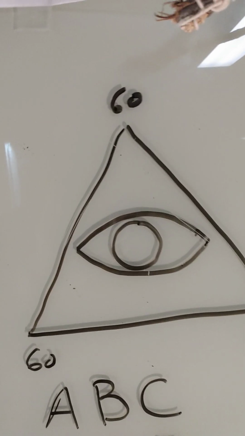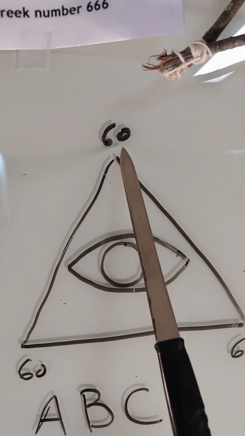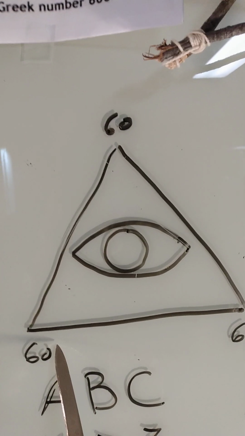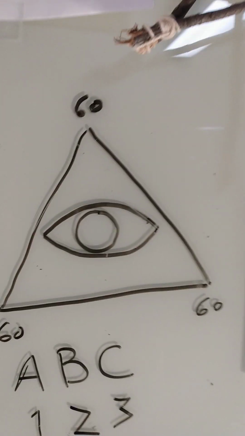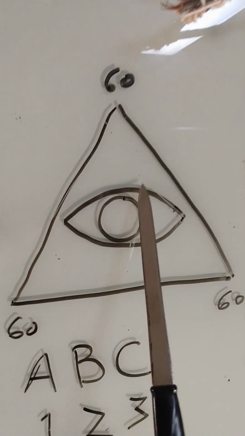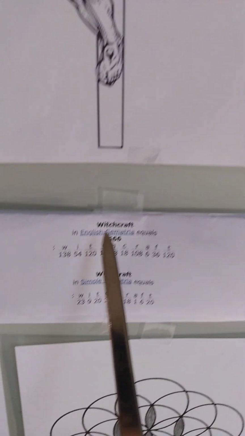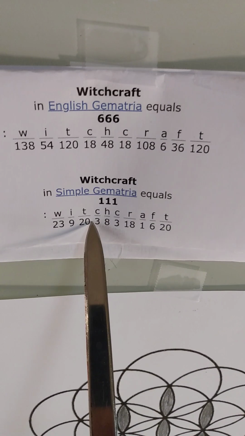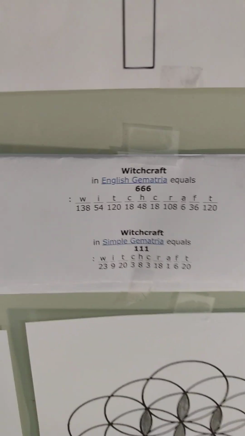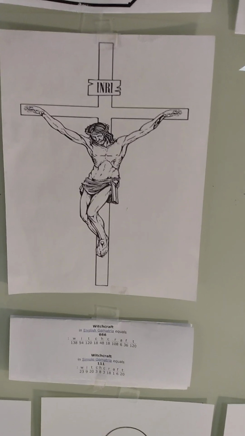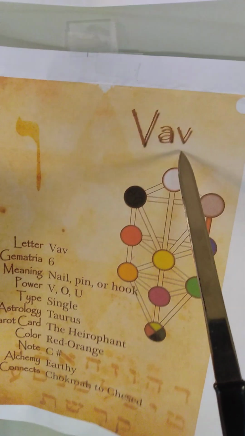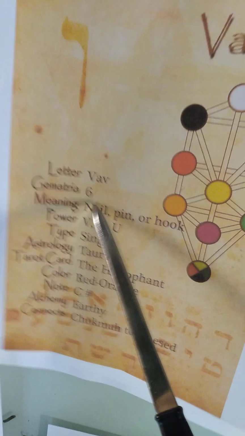And hidden in a perfect triangle would be the 60, 60, 60 angles, which gives you 180 for a triangle. So the 666 brings us back to witchcraft. And your ABC and 1, 2, 3, well, 3, if you look over here, witchcraft, 1 plus 1 plus 1 equals 3. Now, the truth is what you want it to be. That's how they create their whole nonsense.